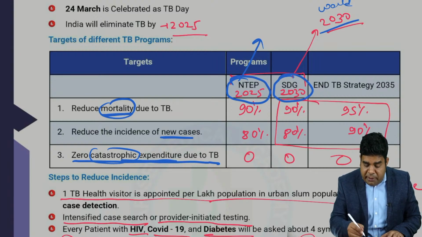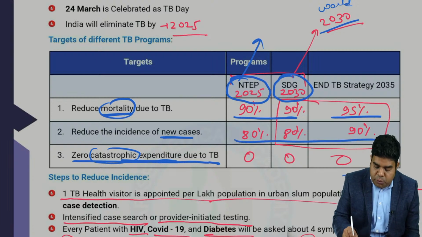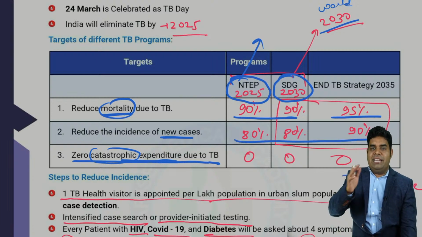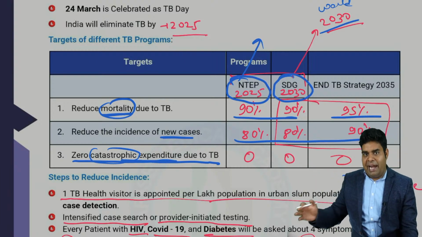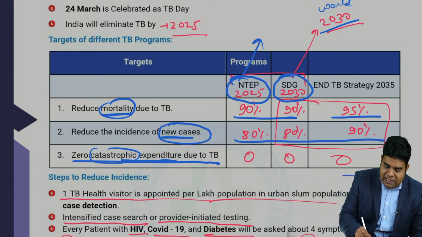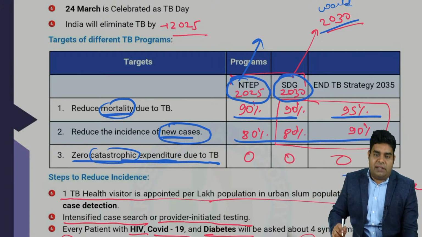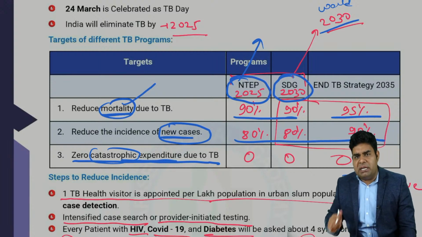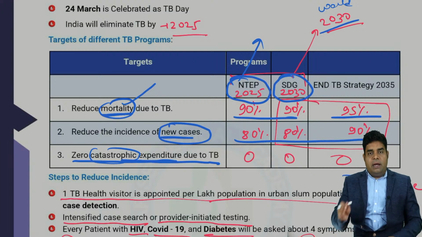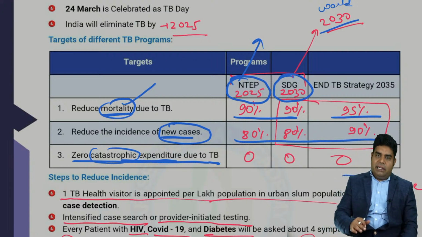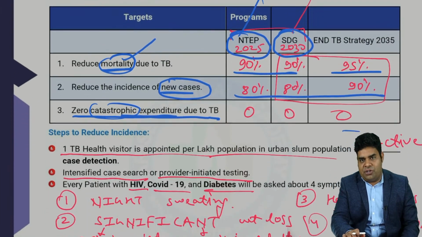So mortality will be reduced 90 to 95%, but cases will be reduced 80 to 90%. How will you remember? 80, 90, 95. 80 and 90 are the target for cases, which are more difficult to reduce, and 90, 95 are the target for mortality, which can be easily reduced if the hospital system becomes good. Okay, so 90, 95 is mortality reduction target, and 80, 90 are cases reduction target.